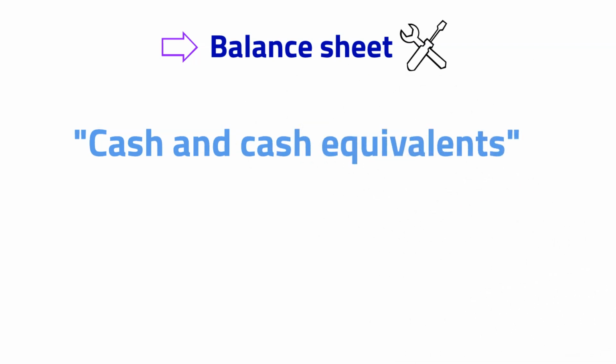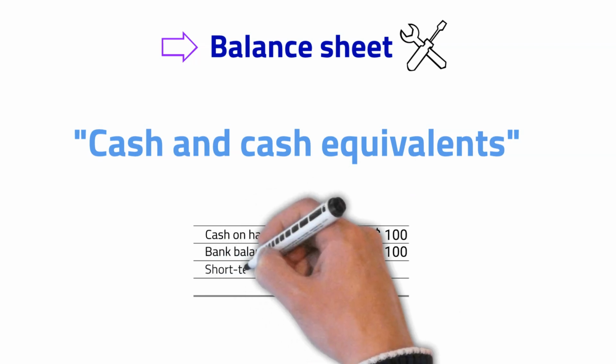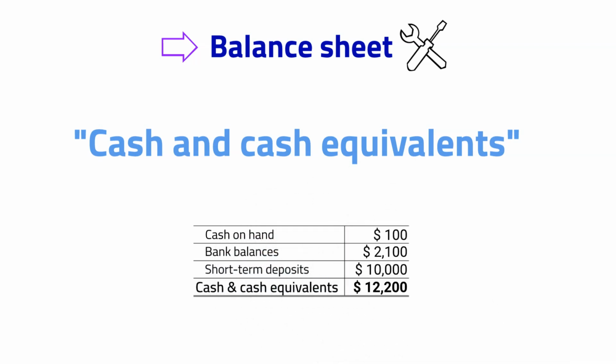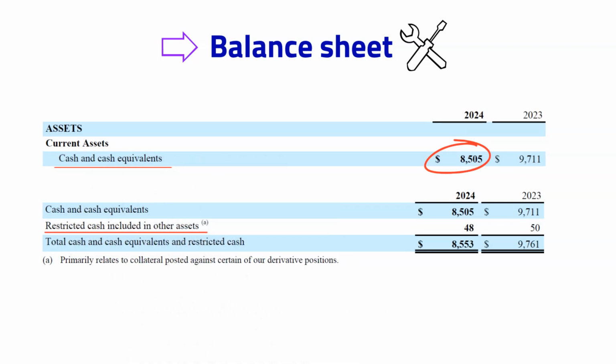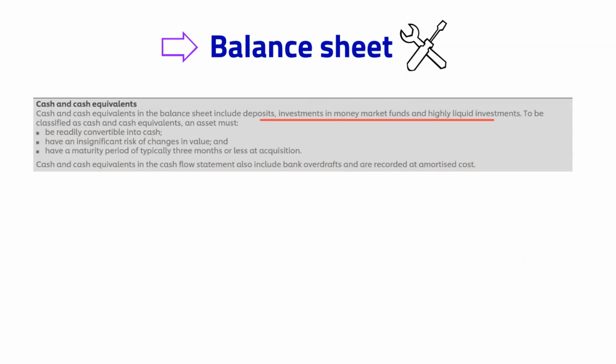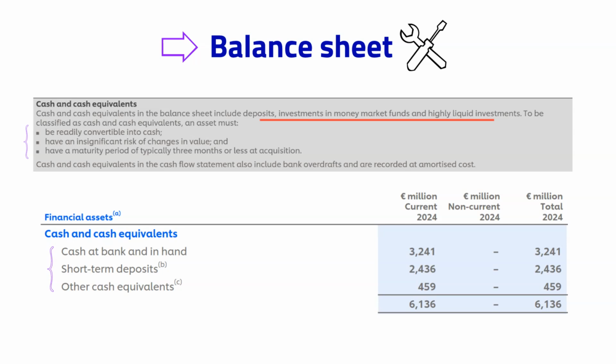On the balance sheet you usually see a single line, cash and cash equivalents, sometimes with small breakdowns in the note: cash on hand, bank balances, short-term deposits and other cash equivalents. And here is a quick sneak peek at how cash looks in real-life accounts. The important point is that this line should represent amounts that are available or almost immediately available to run the business. And now, two important details.